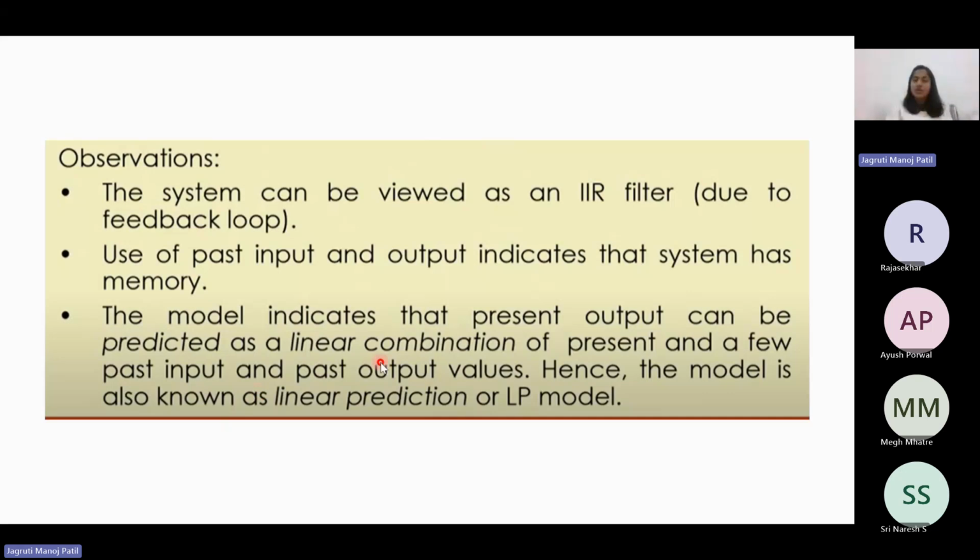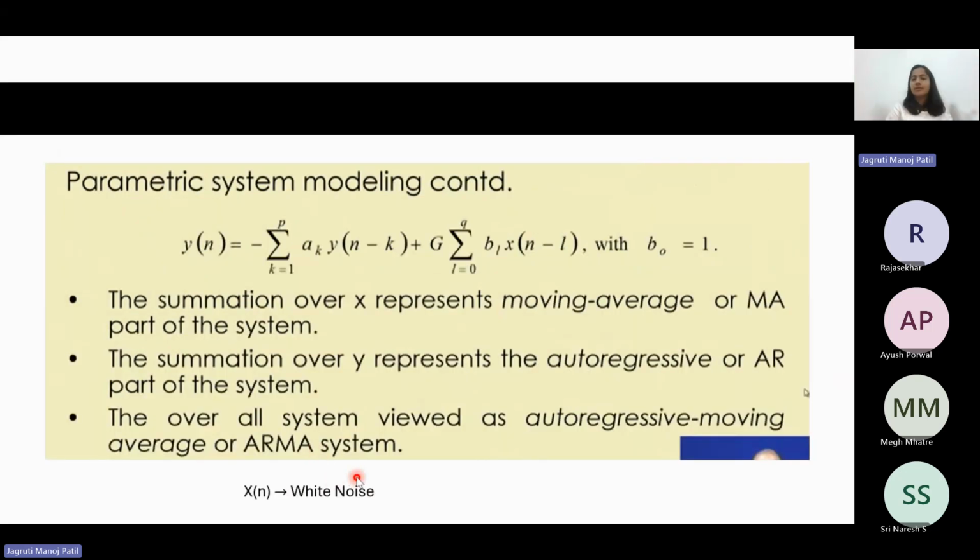And here we are trying to see that our input here was white noise, although it was random. But for the sake of completion, we are assuming that it is a deterministic signal. So we have an idea of everything about the signal.